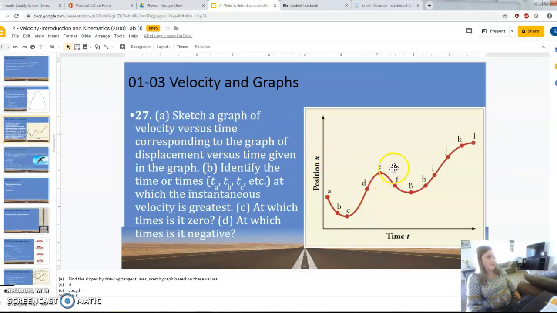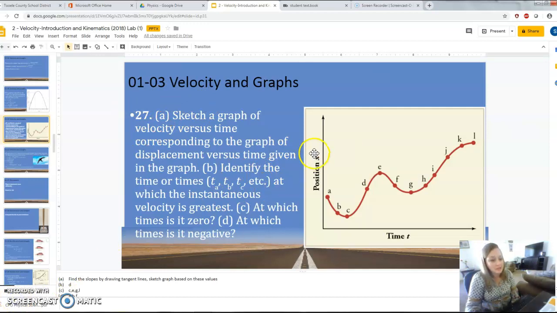This is a sketch of a graph of velocity versus time, which is interesting because we can actually take position here and time, and is really interesting. Okay, hold on, I'm going to pause.